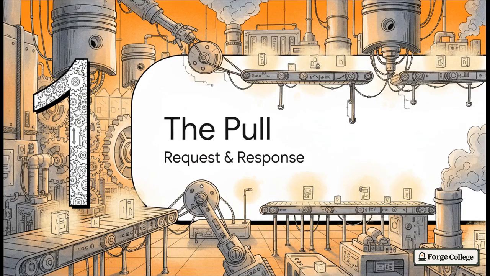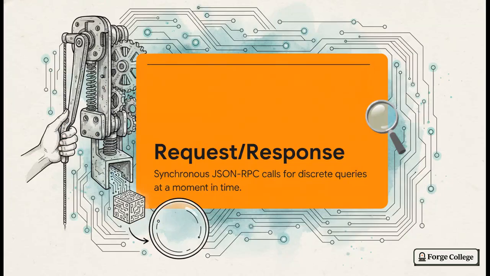Section 1. The pull. Request and response. Let's start with our very first mechanism here. Now, I want you to visualize this not just as boring lines of code, but as a physical, mechanical interaction inside a massive humming factory. Let's look at request and response.